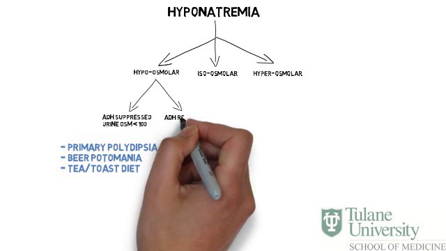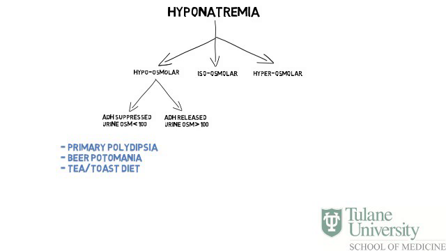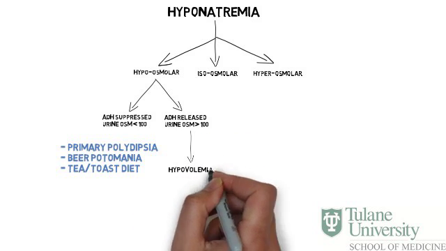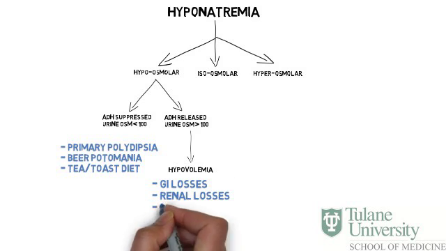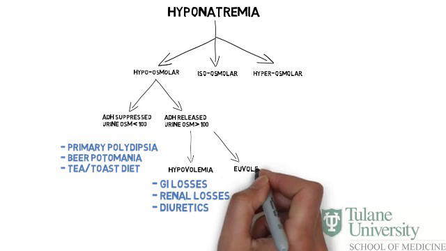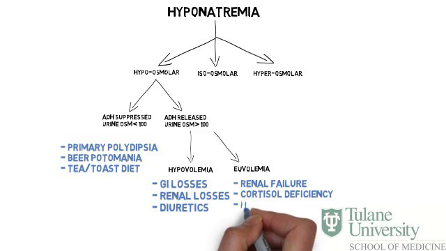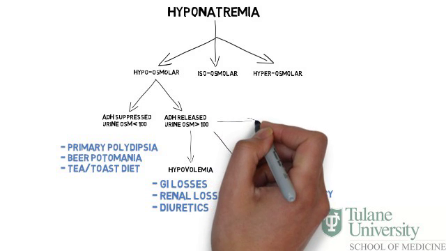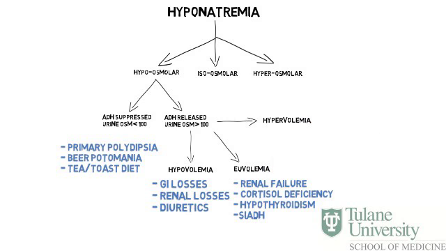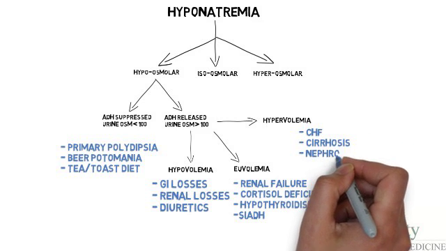Next, the question is, if ADH is released, which we see from urine osmolarity greater than 100, what's the volume status? The first is, if it's hypovolemia, it's likely going to be due to GI losses or renal losses, and diuretics, which is also another form of renal losses. The next question is, if the patients are euvolemic, I want to know, is it due to renal failure, cortisol deficiency, hypothyroidism, or is this due to syndrome of inappropriate ADH release? And lastly, is the patient hypervolemic, meaning they have an increase in total body sodium, but they have a decreased effective circulatory volume. And we see this with CHF, cirrhosis, and nephrotic syndrome.